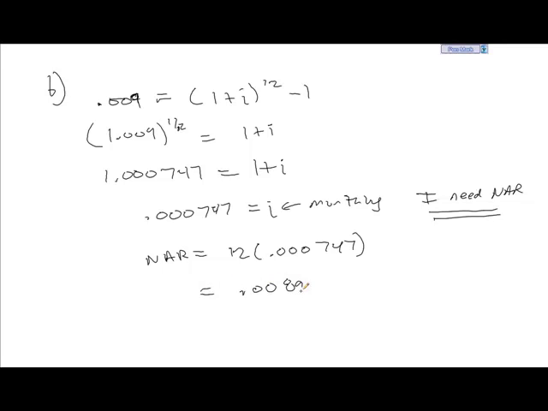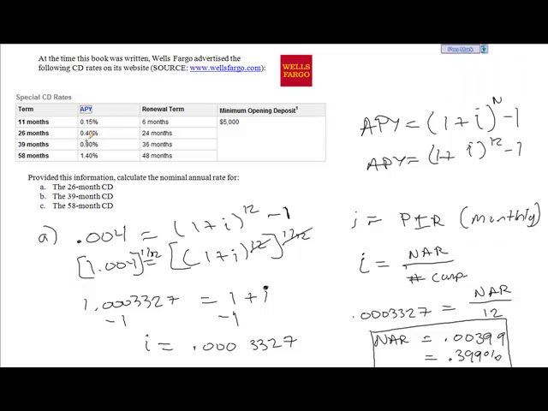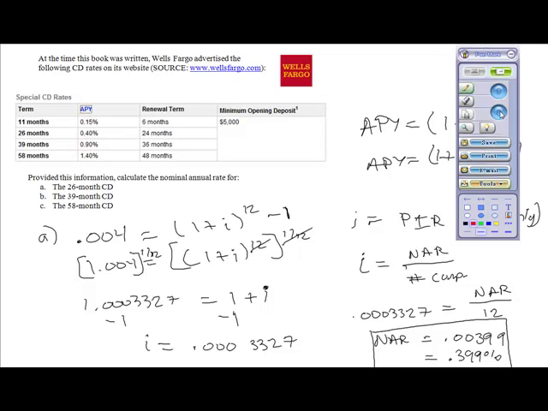Now notice again, that's a little bit smaller. That's 0.896%. That's the APR. That's the APY. Notice how close they are together. And they're a little bit farther apart than 0.4 and 0.399. And that's just because the interest rate is getting higher. So the bigger the interest rate you have, the higher the difference between the APR and the APY.